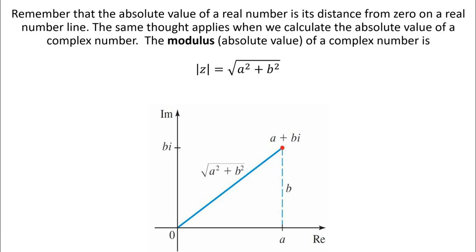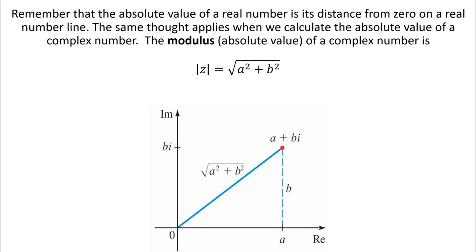And you may think, well, how can a complex number have an absolute value? Well, remember that the absolute value of any real number is just the distance from that number on the number line to zero. And the same thought applies when we calculate the absolute value or the modulus of a complex number. The modulus of a complex number is just the distance from the origin (0, 0) to that point in the complex plane.